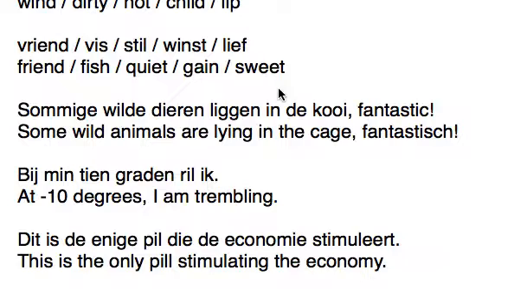All right, let's go to the sentences now. 3 more sentences with lots of I's and IE's. So you have 3 seconds. 3, 2, 1. Sommige wilde dieren liggen in de kooi. Fantastisch. Well, there's a little problem here. I put the English version here and the Dutch version here. So you have to just read this one. So that's sommige wilde dieren liggen in de kooi. Fantastisch.